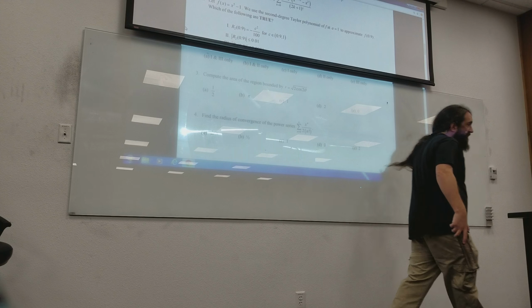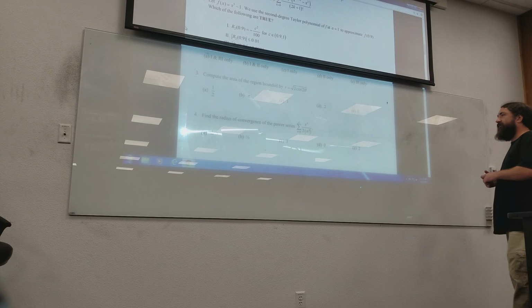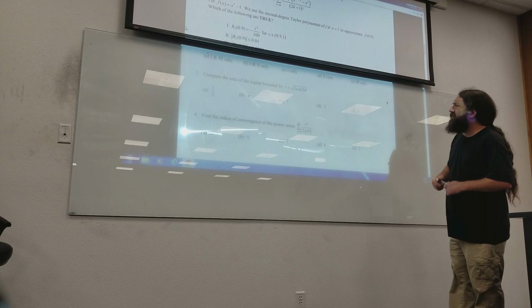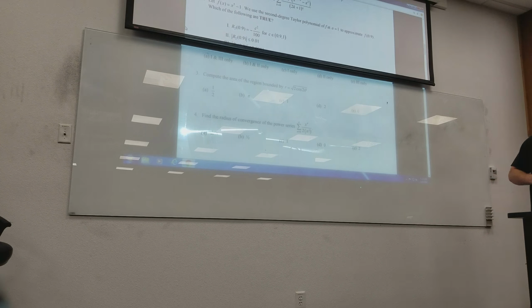All right, radius of convergence of the power series. So, ratio test, right? Now, what's your gut feeling here? I got an x to the n on top, and I got an n factorial on the bottom.